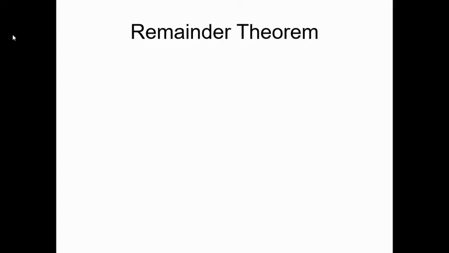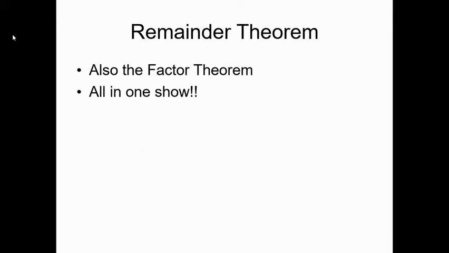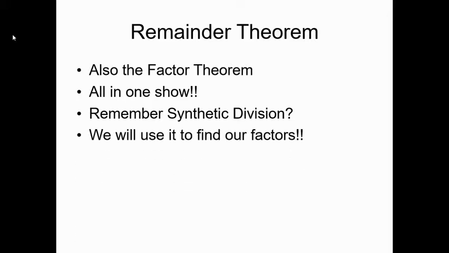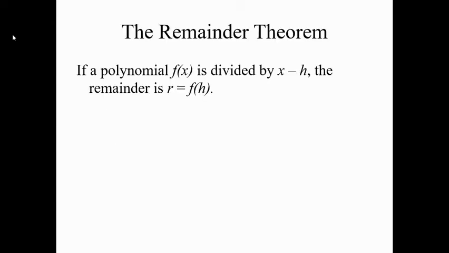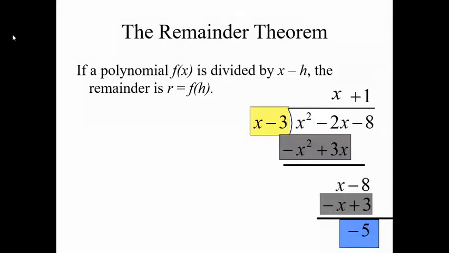So we're going to take a look at something called the remainder theorem, and also we're going to look at the factor theorem. This is all in one show. Remember synthetic division? We just finished synthetic division, and we're going to use this to find our factors and to look at remainders. So the remainder theorem says if you have a polynomial and you divide it by x minus h, the remainder r is equal to the function that you take your h value, you plug it in, and you can find your remainder.